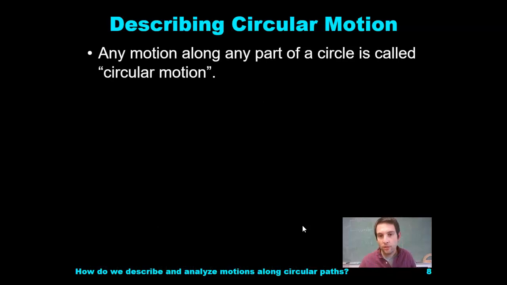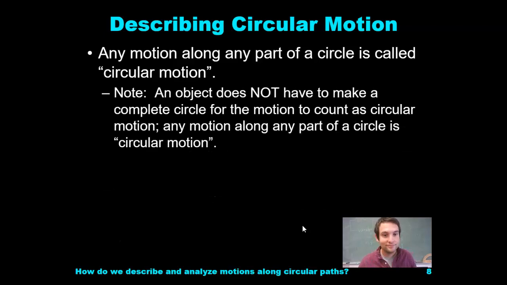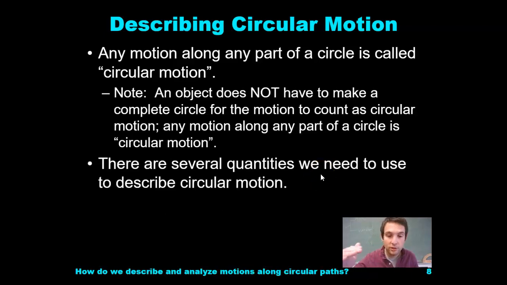Any motion along any part of a circle is called circular motion. It's nice that it makes sense, right? An object does not have to make a complete circle for the motion to count as circular motion. Any motion along any part of the circle will be circular motion. So even if it's just a small little piece, in geometry class you called it an arc length, that's still circular motion, even if you're moving just from here to here. Just a small little piece.